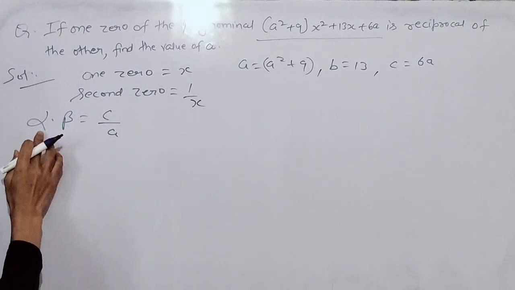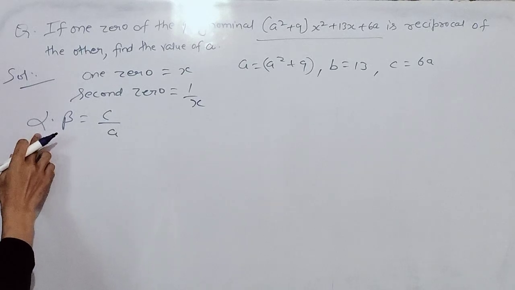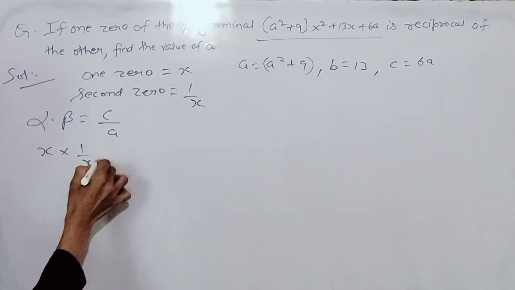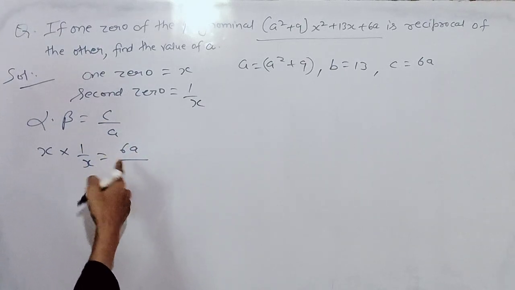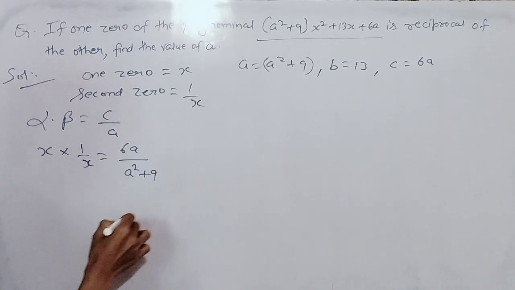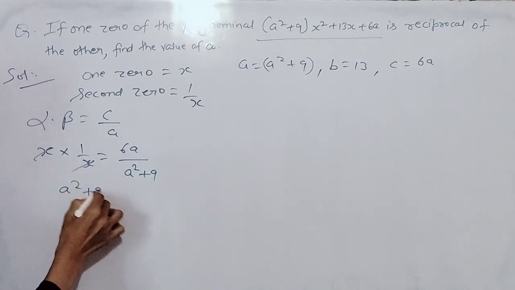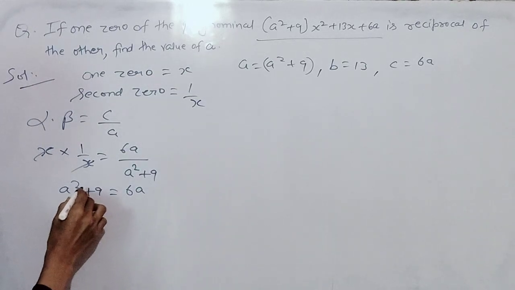Here one zero is x, multiplied by 1 upon x. c is 6a and the leading coefficient is a square plus 9. The x terms will cancel. So a square plus 9 is equal to 6a. From this we will get the value of a.